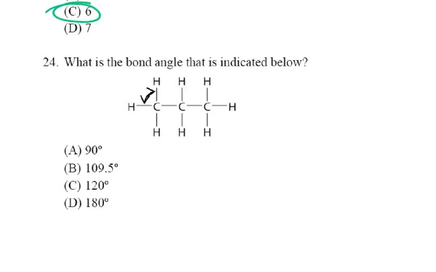Okay, bond angle for this. So this little funny character over here, that is just an arrow. It just looks odd. And we can tell from where these are all single bonds, so all the bond angles are 109.5 degrees. Answer B.